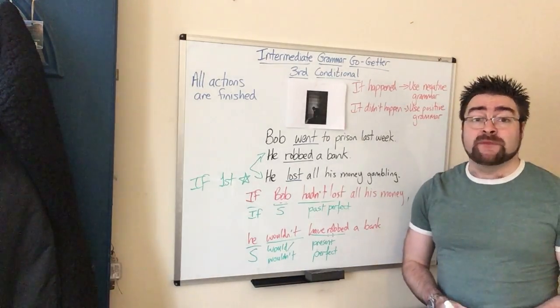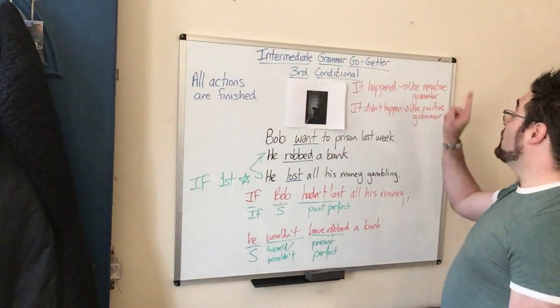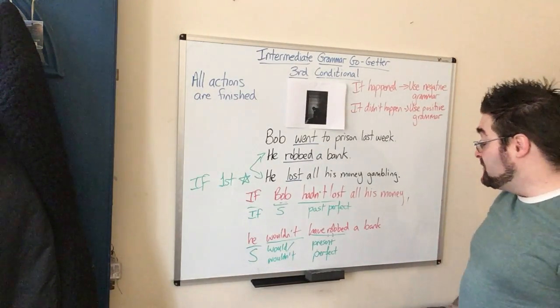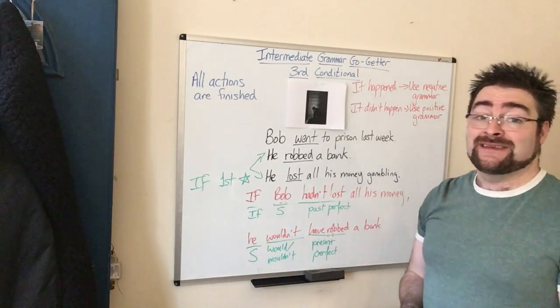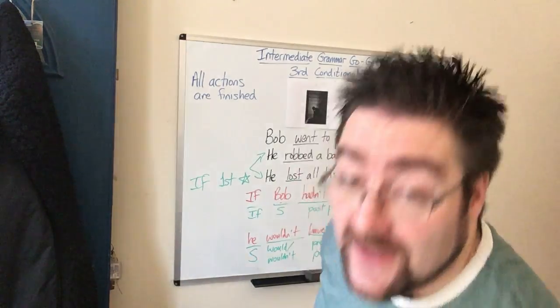Did Bob lose all his money? Yes, he did. So we're using negative grammar. Did Bob rob a bank? Yes, he did. So again, we are using that negative grammar. And that's it.